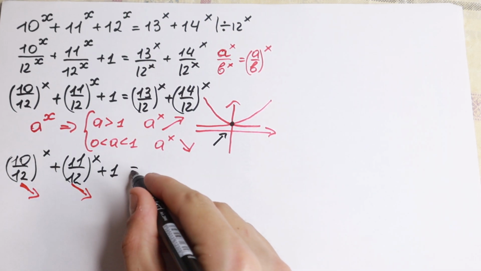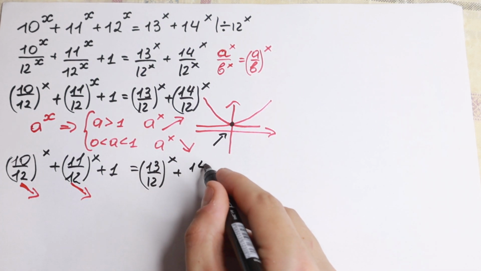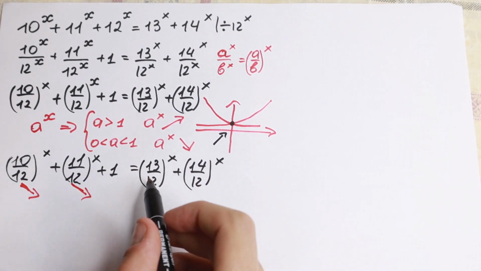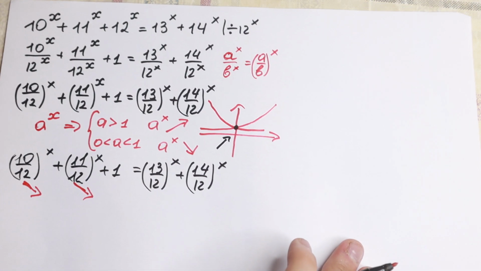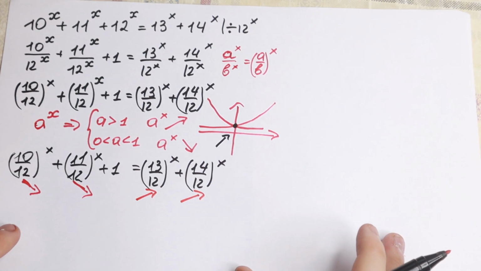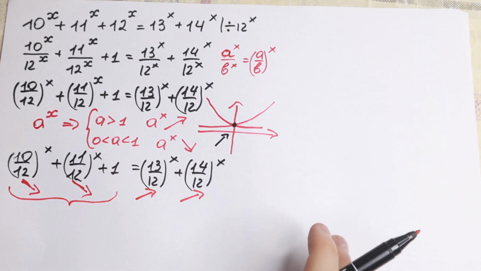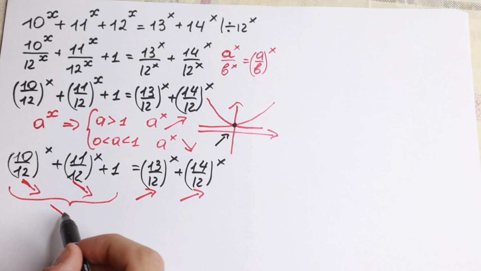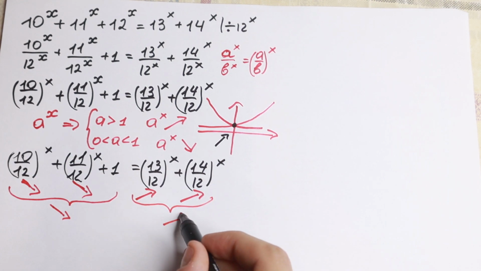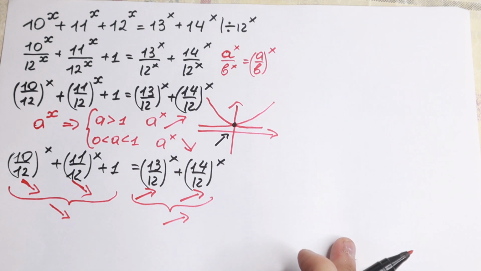So on the right hand side we will have (13/12)^x plus (14/12)^x. And on the right hand side we have another situation, because this base is greater than 1, so right here this function is increasing and this is increasing as well. So on the left hand side, if we sum all decreasing functions, we will have a decreasing function, and on the right hand side we will have an increasing function. So we have this situation, only one point of intersection, so we will have only one root.